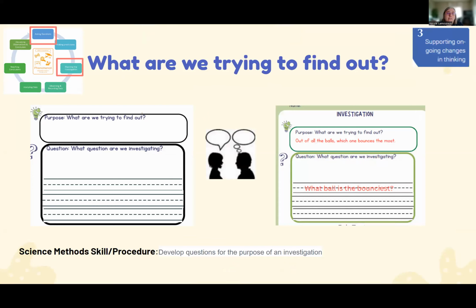So in the student graphic organizer, what are we trying to find out? Because just because we do a hands-on investigation doesn't mean students know what's going on. Some of them don't. So it's like, let's work through this. Let's talk to your partner and then write it down together. Out of all the balls, which one is the bounciest? Let's turn that into a question.